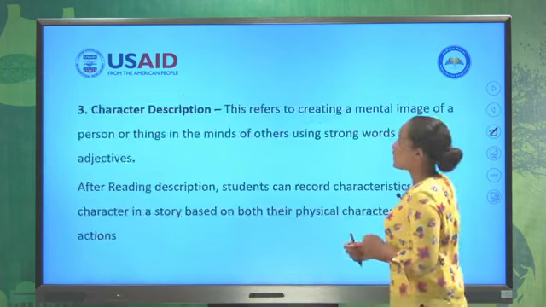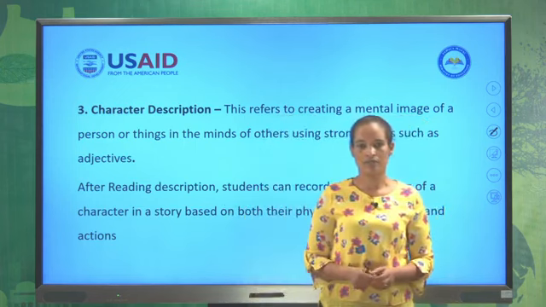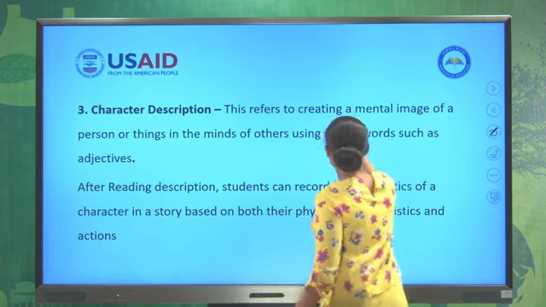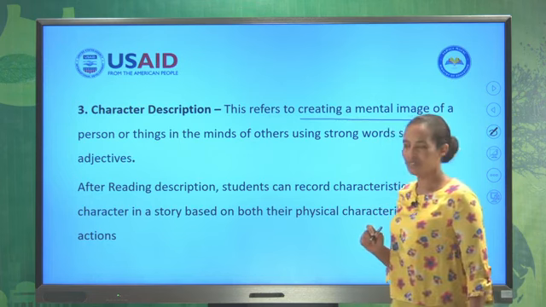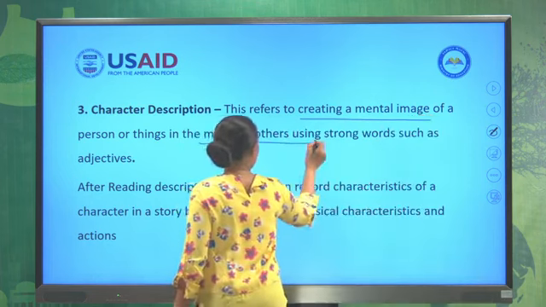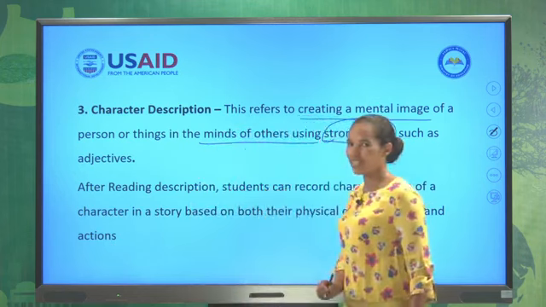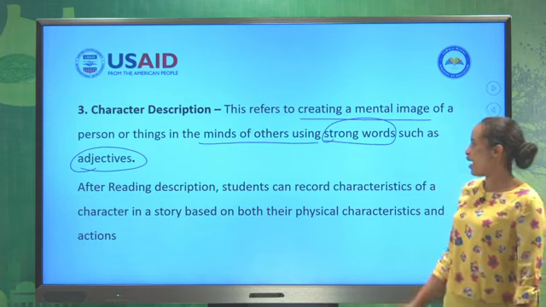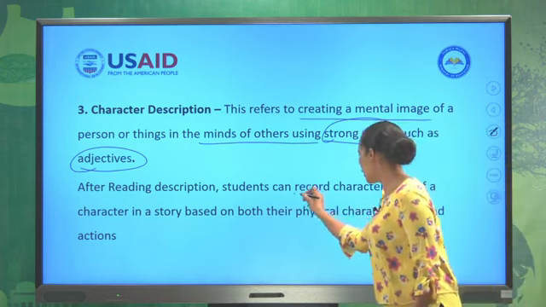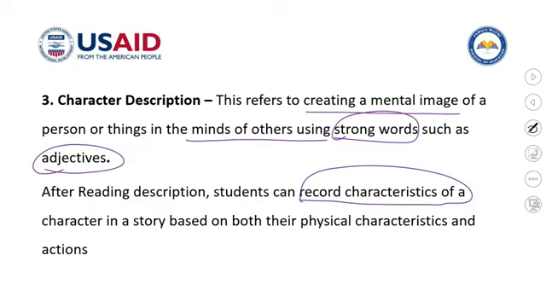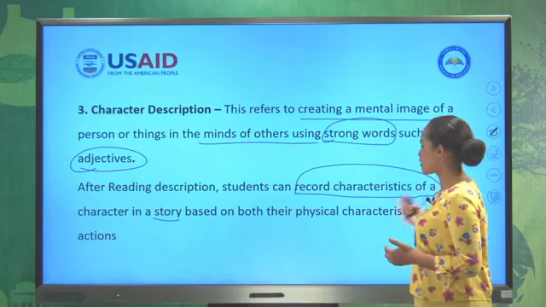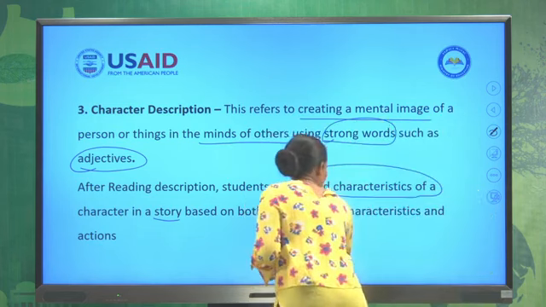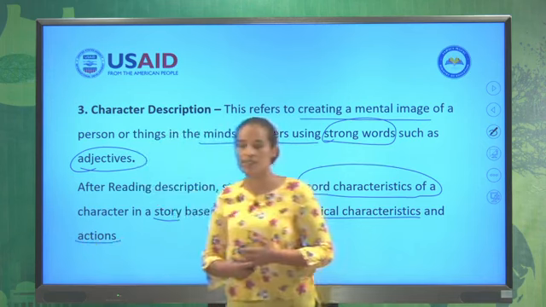Well, the third one is the character description model. This refers to creating a mental image of a person or thing in the minds of others using strong words. Using strong words such as adjectives is especially important here in character description. After reading a description, students can record the characteristics of the character mentioned in the text. Because characters are used in stories, the students record the characteristics of a character in a story based on both their physical features as well as actions in this stage.